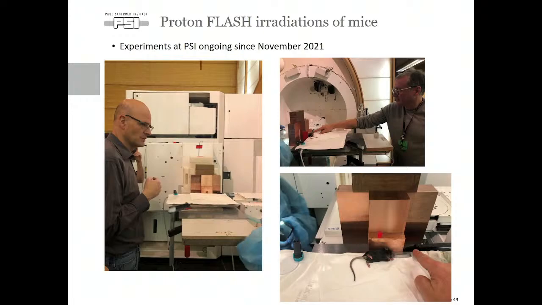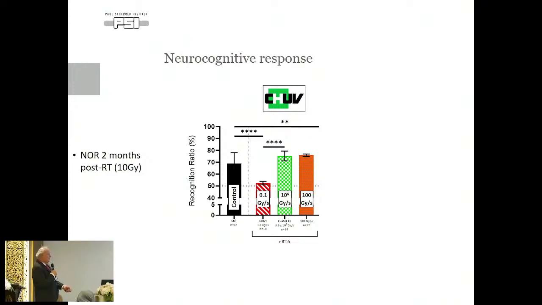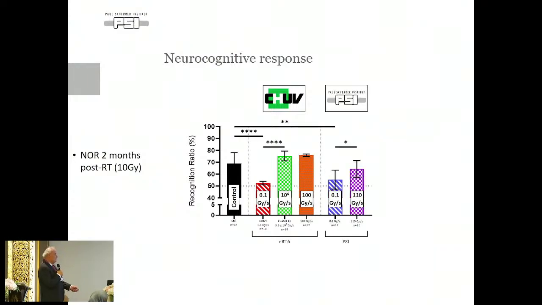So photos from these experiments: the mice are anesthetized so that they don't run away. We position them and then do the treatment. So the neurocognitive response, how much brain damage you create with these treatments: control sample, photons, quite a lot of damage, flash electrons, quite good. So there seems to be a clear effect. And then the proton sample, yeah, there is a little effect. This star means it's 1 sigma, but we want more than 1 sigma for a real clear effect.